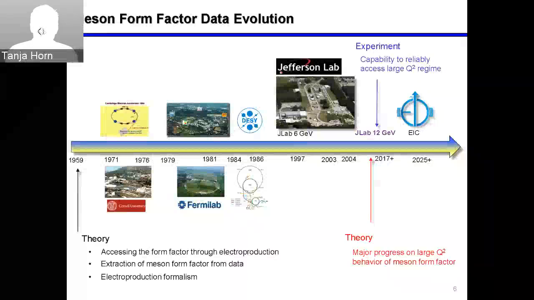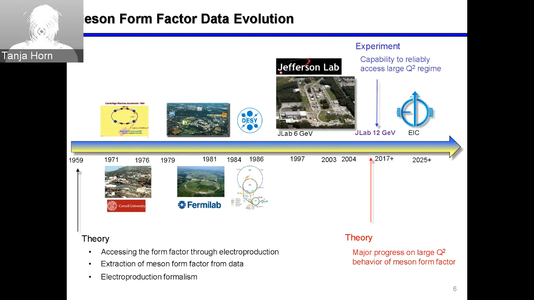So here, this is a summary of meson form factor data that have been taken over the years. This is not something that's new. It started many years ago, 1959 is the first time it shows up in theory, and then there were many experiments since then, from Cornell to Fermilab, DESY, and so on, and also JLab 6 GeV, which I already, of course, mentioned. Now, more recently, there's been renewed interest and major progress on the theory side, and with experiment now at 12 GeV, we have the capability to go to the large Q squared range and look at many of these rather interesting phenomena. Then, of course, beyond that is the EIC, and I will say a few words at the very end of this talk.